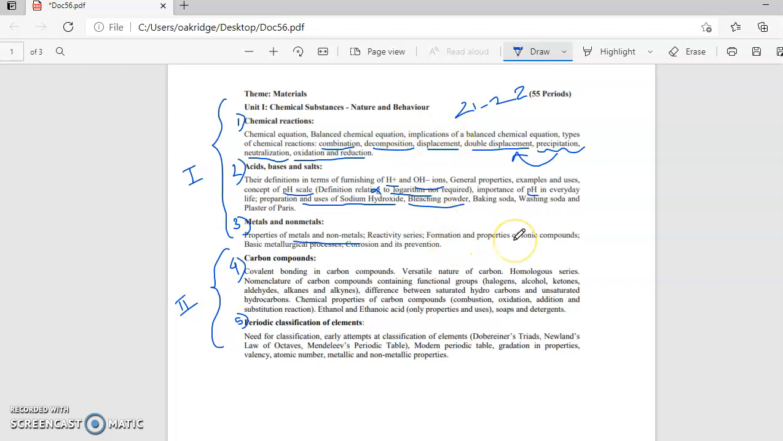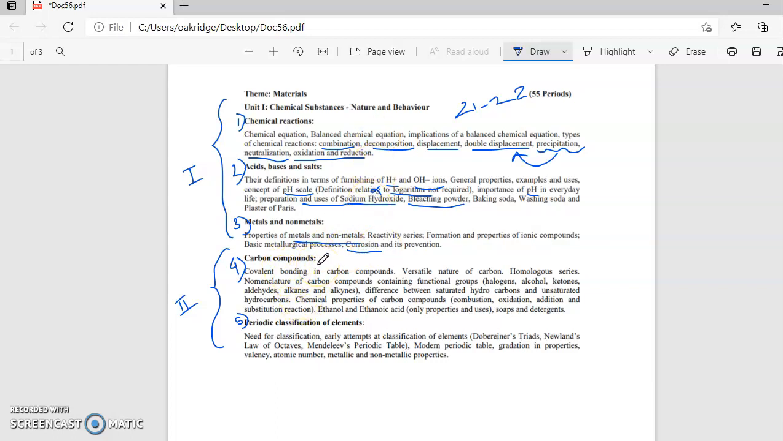Next, formation and properties of ionic compounds, basic metallurgical processes, where corrosion and prevention is also there. Though corrosion is removed from the first chapter, it's been included here in the third chapter. So this is all about the first term. Next, coming to the second term, we have carbon and its compounds.